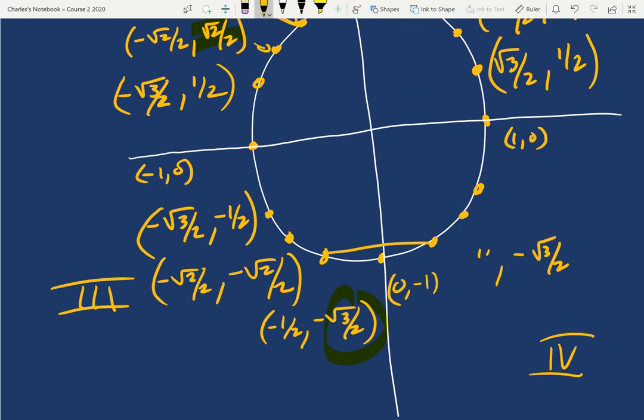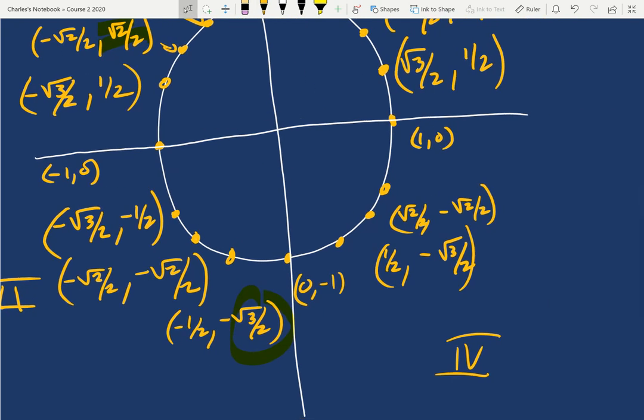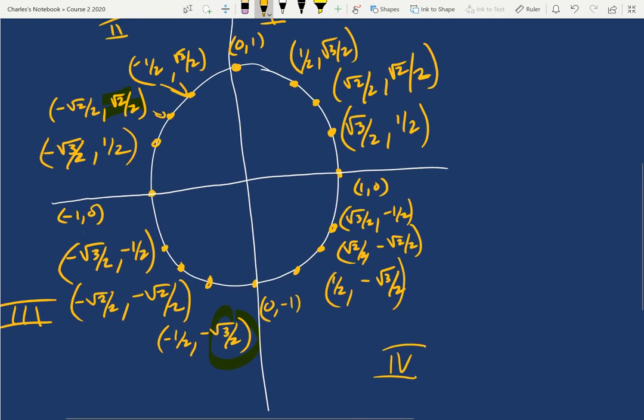And it's going to have 1/2. And then this one's going to have the same y value, negative root 2 over 2 and root 2 over 2. And then this one is going to have root 3 over 2, comma, negative 1/2. So those are all the points that you have to remember.